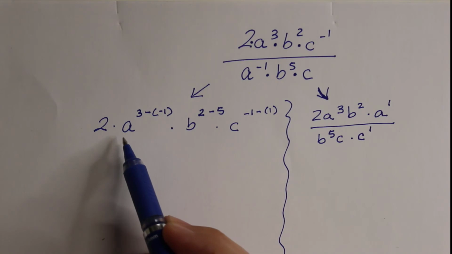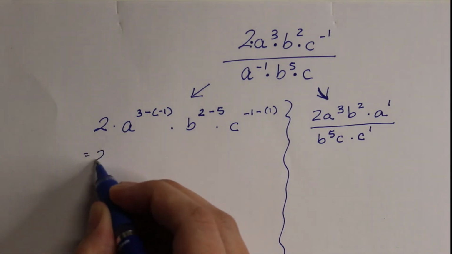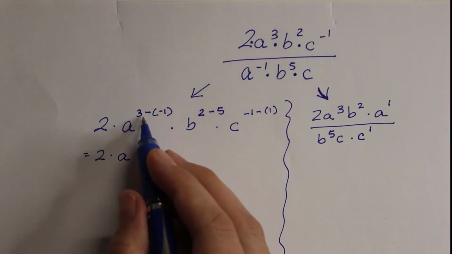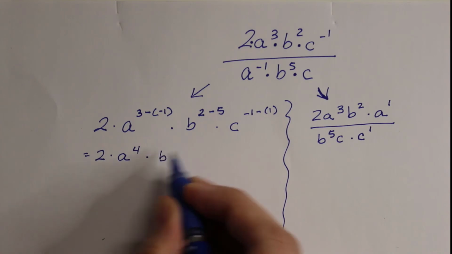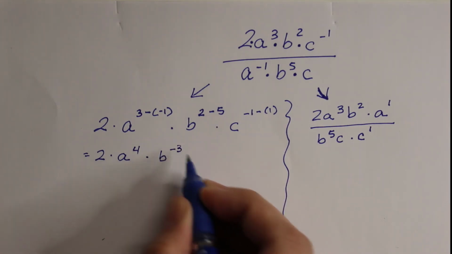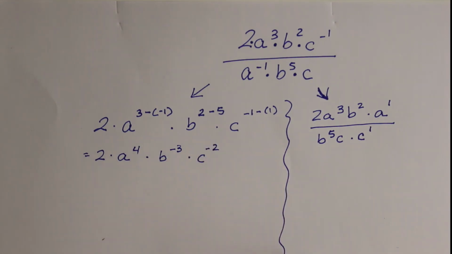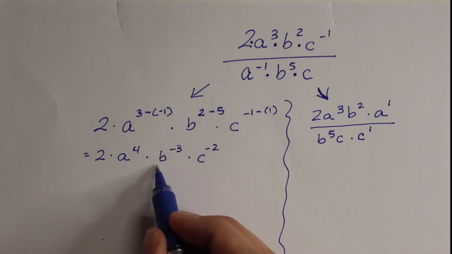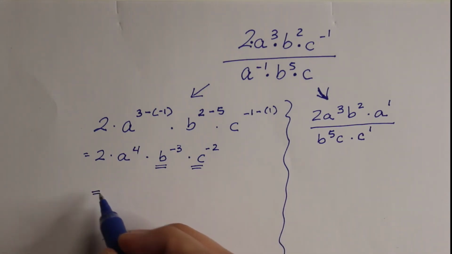So back to the left side, if I start simplifying my numbers for my exponents, I have 2 times a to the 3 plus 1, which is 4. B to the 2 minus 5, which is negative 3. And then this is c to the negative 2. Okay. Now, both of these terms, or factors, have negative exponents, so they need to move.